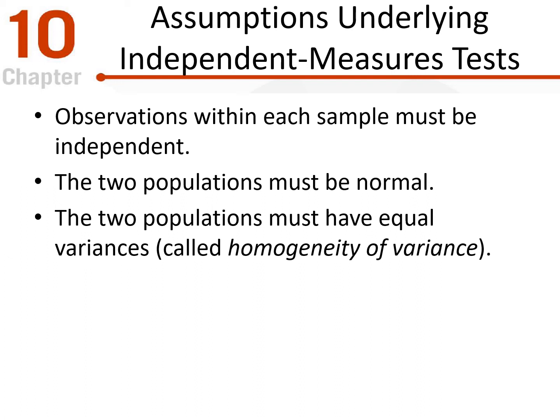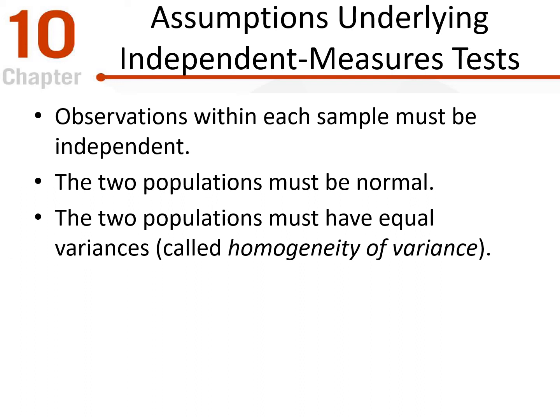And the two populations must have an equal variance. This is called the homogeneity of variance assumption. If they don't have equal variances, that's a problem. Now, the good thing about this is the variances could be off a bit. They can be different quite a bit, and they'll still be okay. The rule of thumb that I use is that the largest variance should be no more than 4 times the smallest.